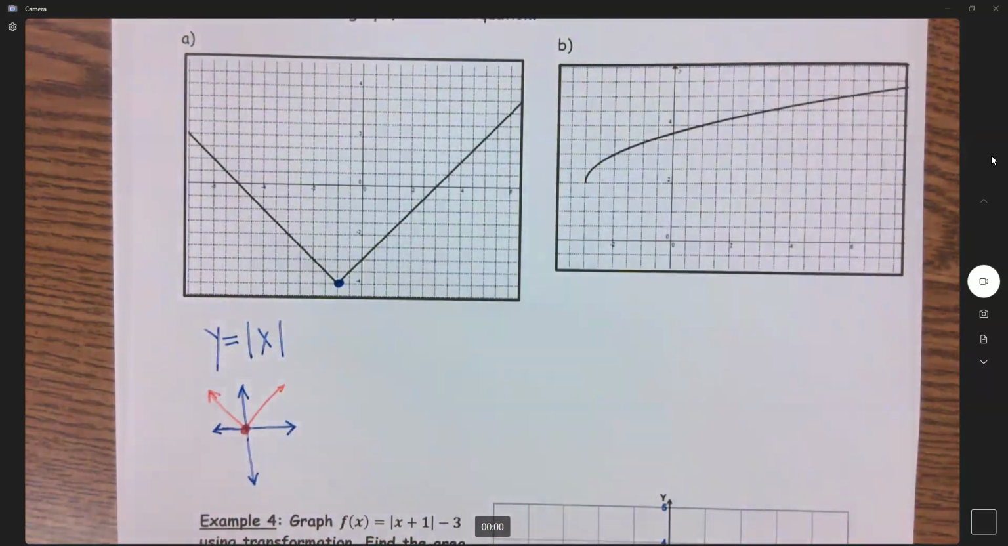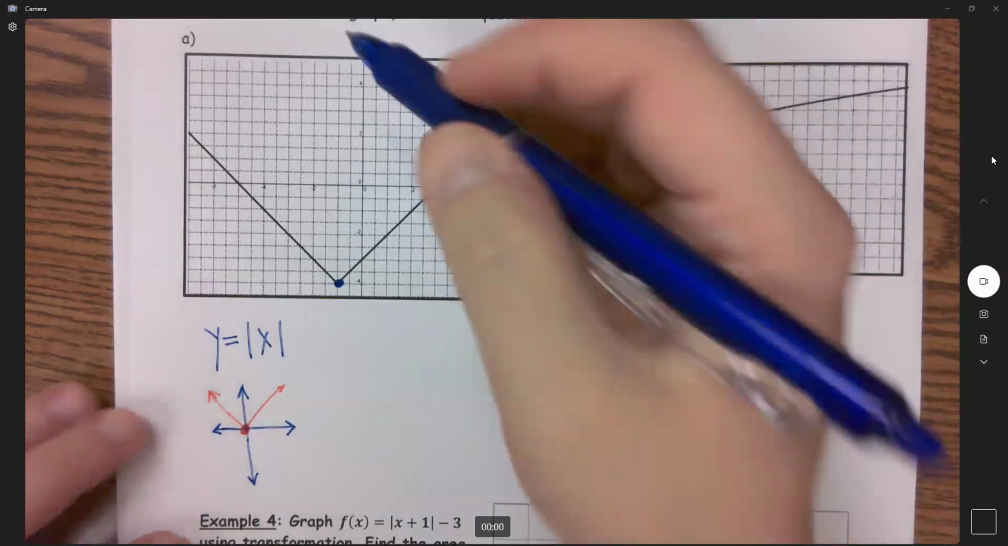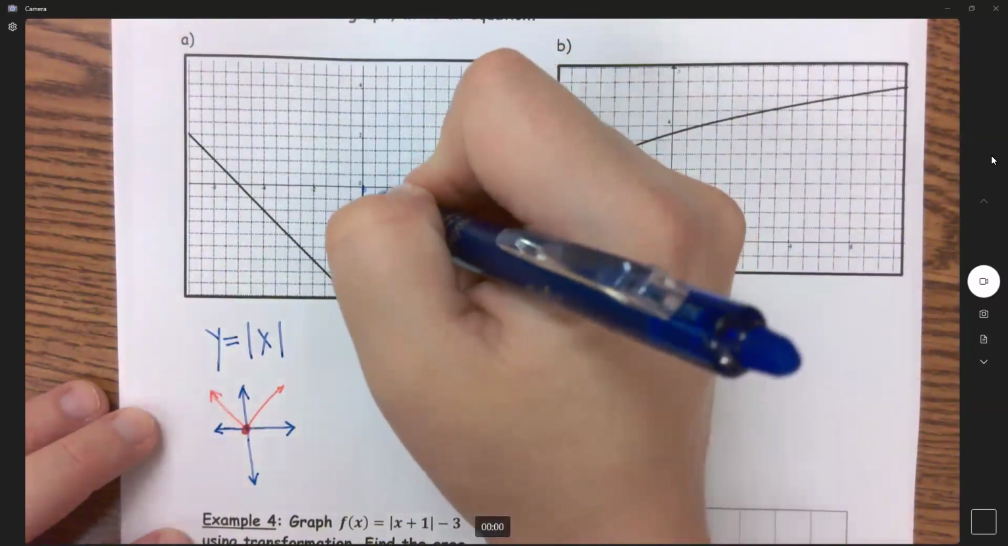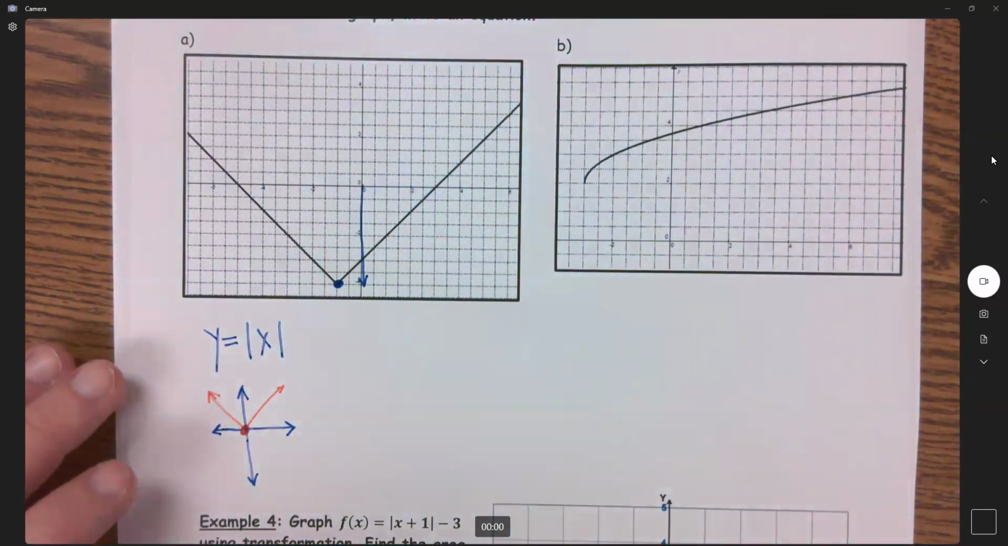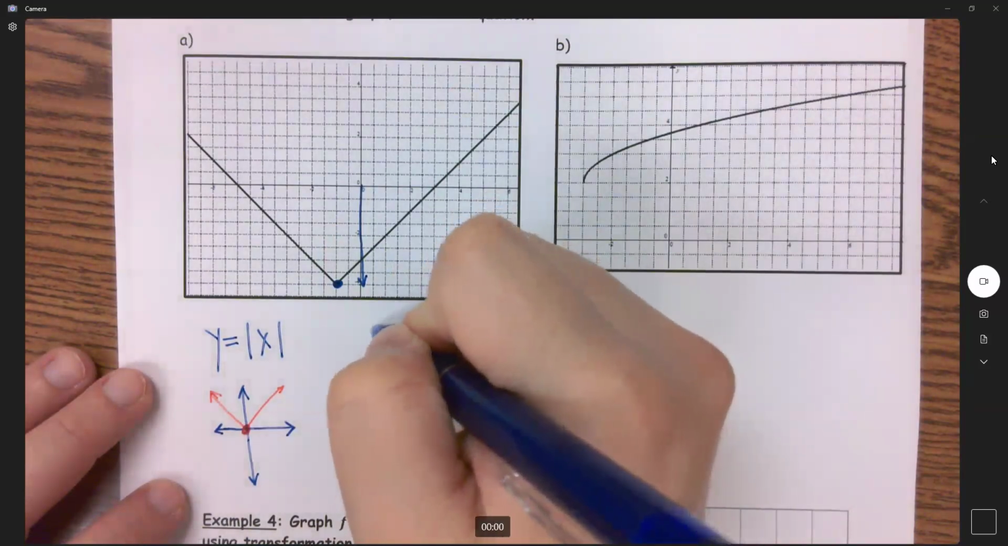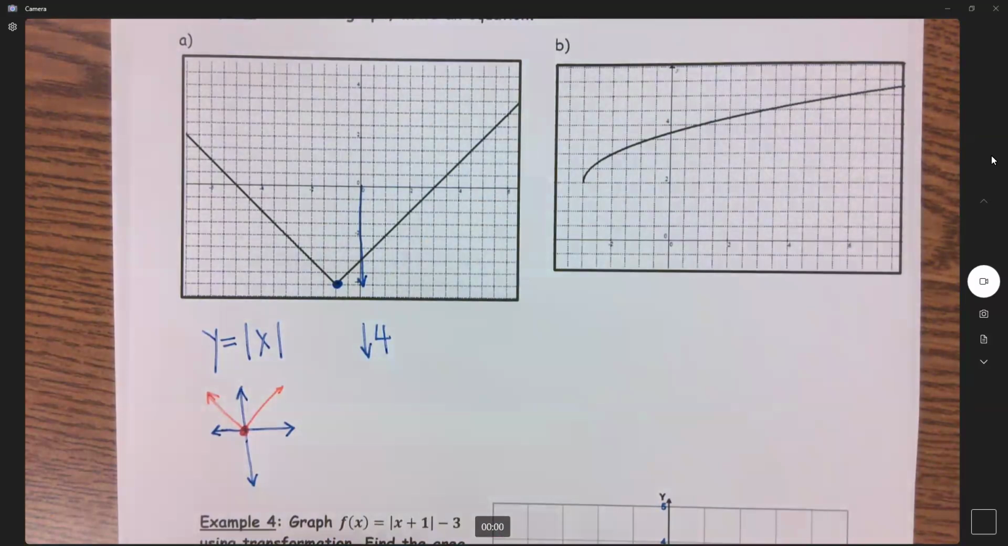So how has that been shifted? From that origin, it has been shifted how many units down? And that is actually 4.